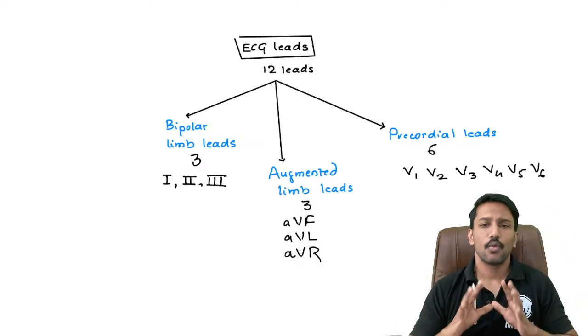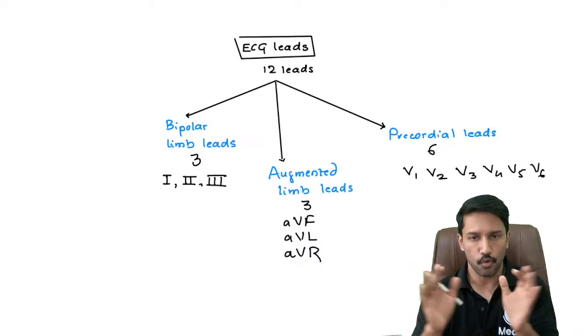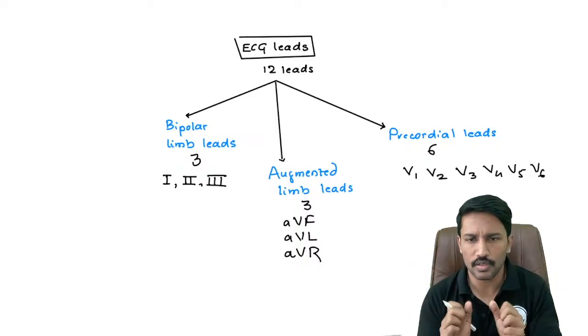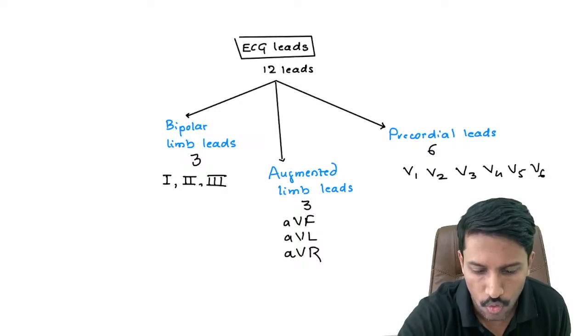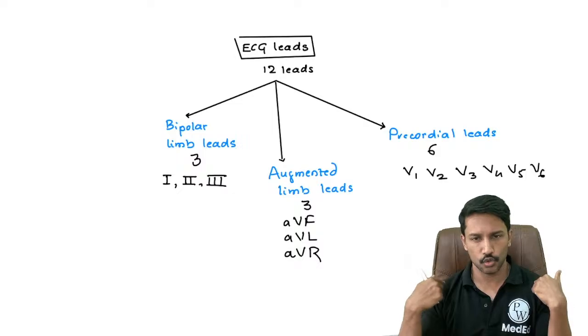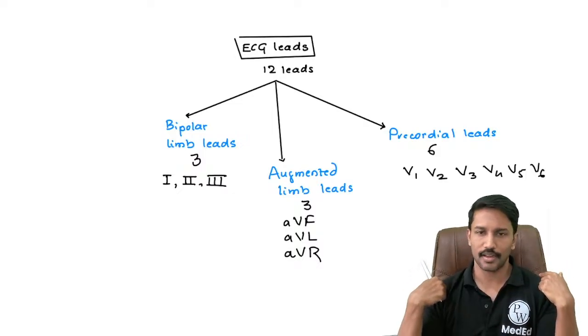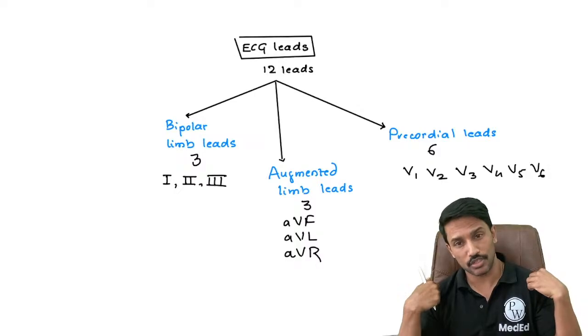Okay. Now what are these leads doing? The leads are measuring the potential difference between 2 points. That is the basic concept of electricity. They are measuring the potential difference between the 2 points. Like for example, if I place 2 electrodes, one on the right shoulder, another on the left shoulder, I will make one electrode as negative electrode, the other as positive electrode.